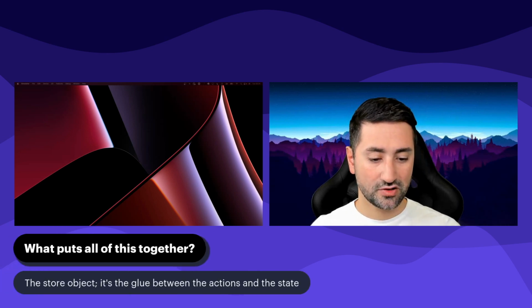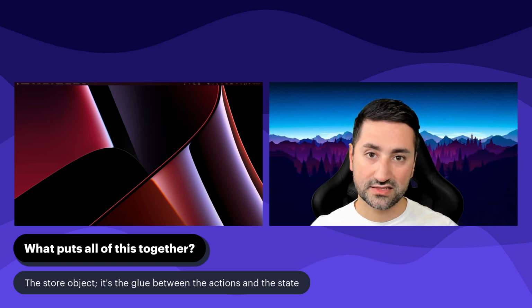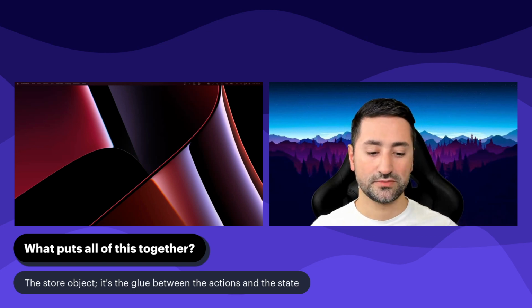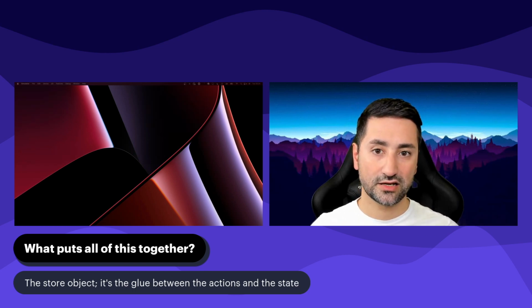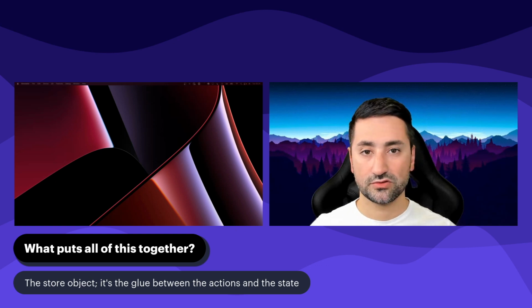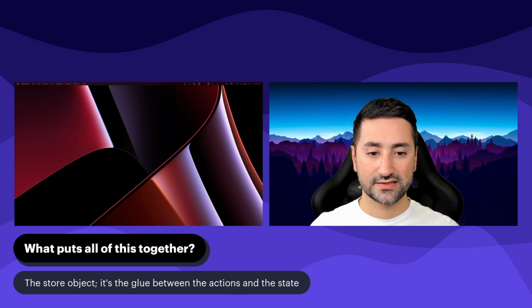So what puts all of this together? You have the actions, you have the state, and then you have the middleware. Well, what puts it all together is something called a store object. This store object is kind of like a glue that puts all these components together. This store is something that you don't have to create a subclass or anything from. All you really need to do is make sure that you create the store by making an API call to Redux itself.